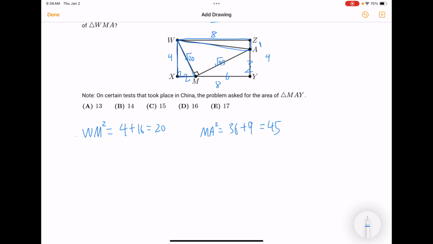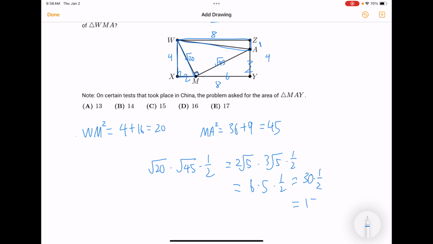And now that we have the legs, we can solve for the area because it's just base times height, because this is a right angle. So it'd be the square root of 20 times the square root of 45 times 1/2. I'm going to simplify this by taking out a 4 for the square root of 20. So it'd be 2 times the square root of 5 times 3 times the square root of 5 times 1/2. This gives us 2 times 3 times 5 times 1/2, which is 30 times 1/2, which is 15. So our answer would be C, 15.